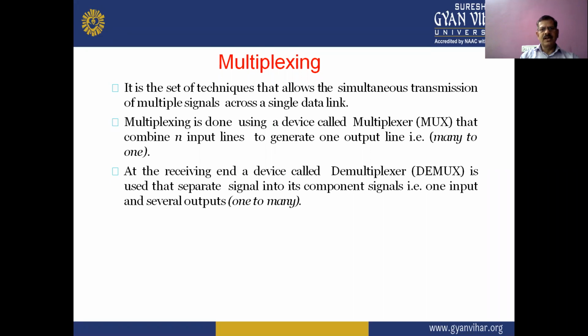At the receiving end, a device called a demultiplexer, DEMUX, is used that separates the signal into its component signals: one input and several outputs, or one into many. One signal is converted into many signals in the demultiplexing process.